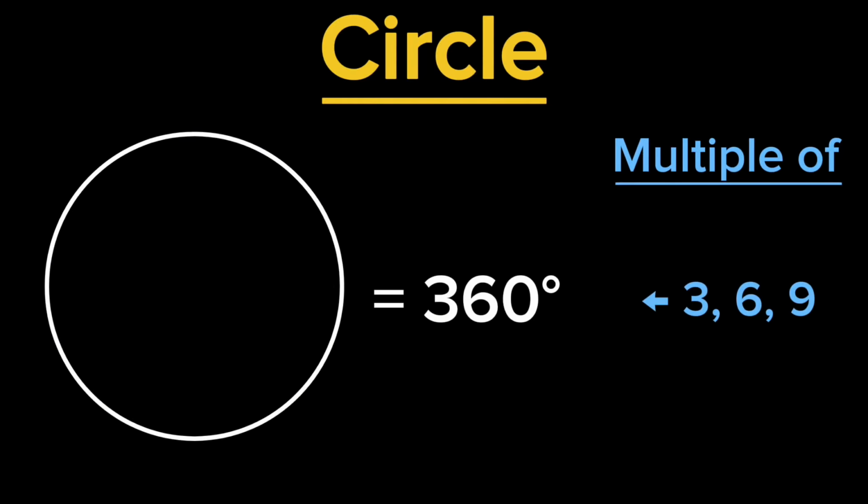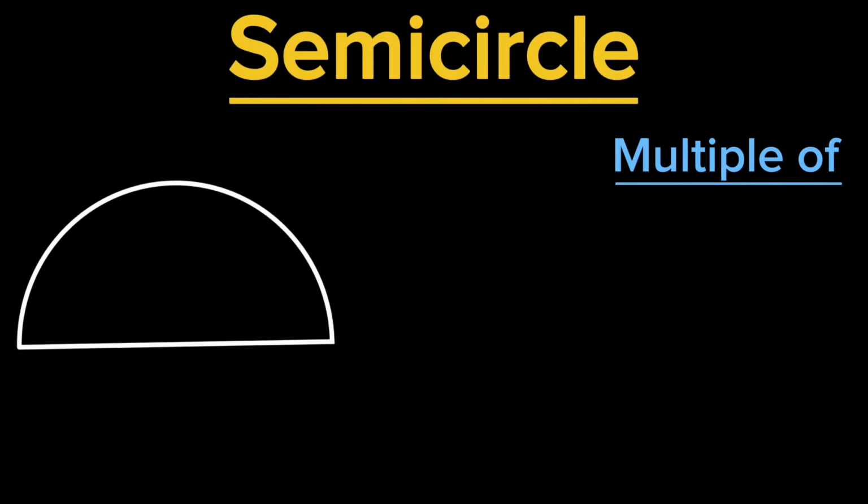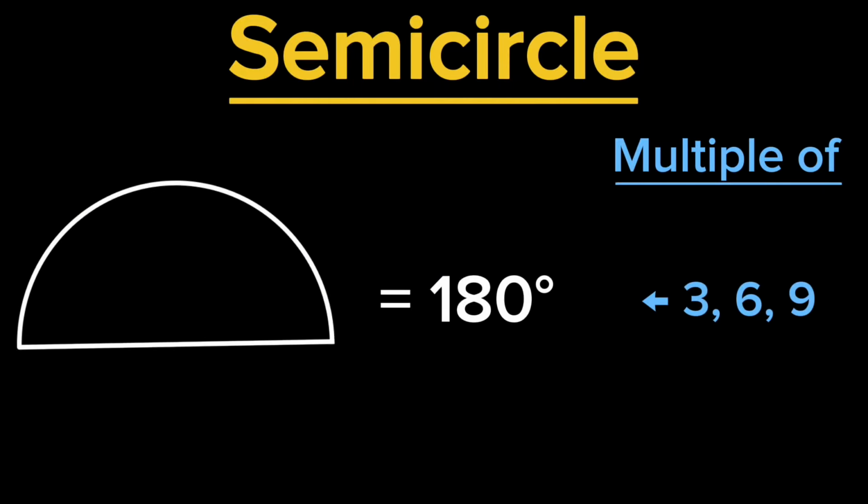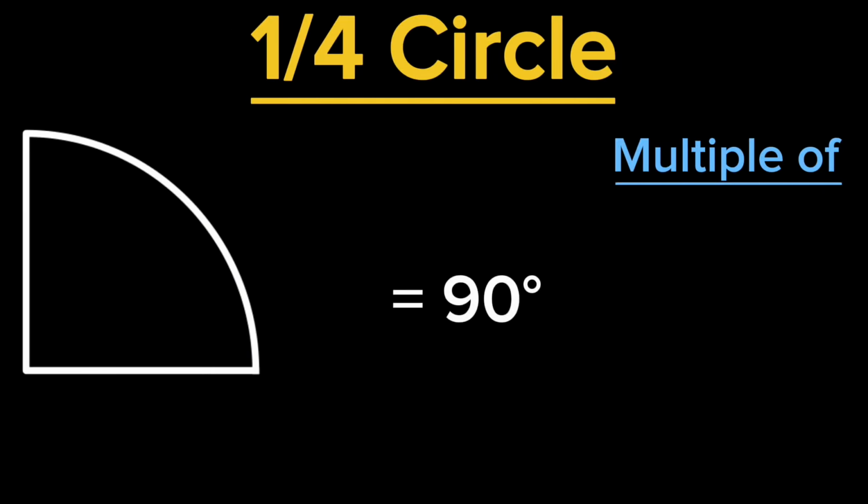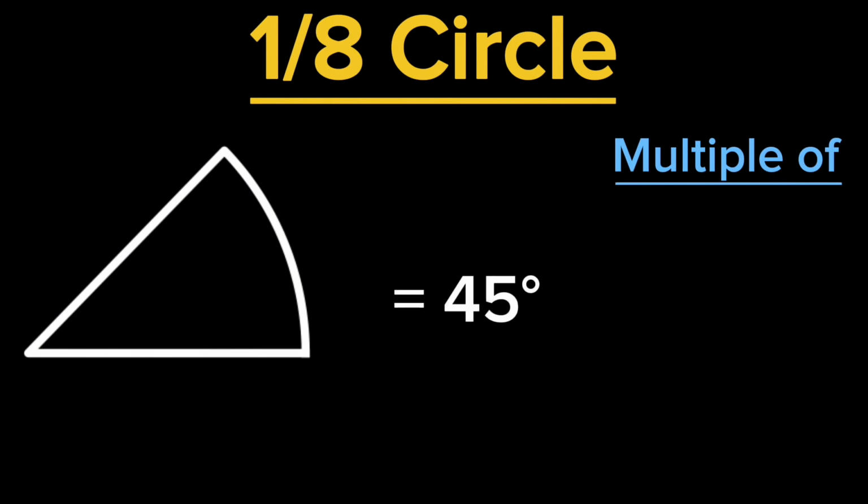A full circle equals 360 degrees. This number is a multiple of 3, 6, and 9. Again, because 360 is a multiple of 9, its digital root is equal to 9 as well. A half circle has 180 degrees. This number is a multiple of 3, 6, and 9 again. A quarter circle equals 90 degrees, another multiple of 3, 6, and 9. An eighth circle measures 45 degrees, a multiple of 3 and 9.